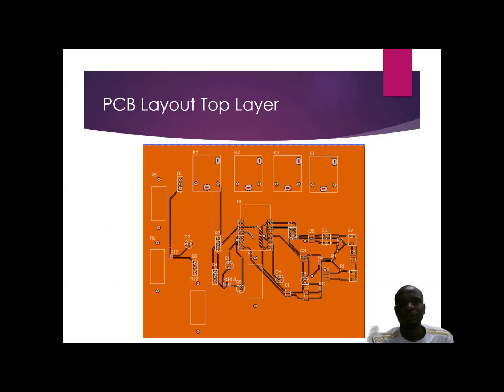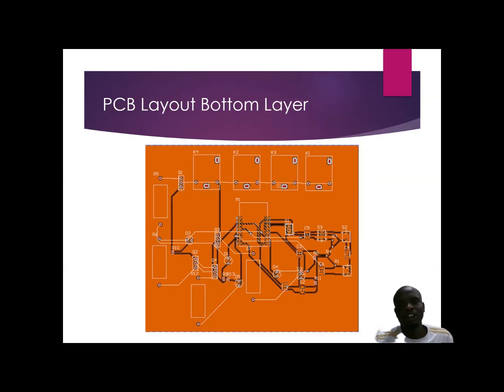Here we have the two layers of the PCB, the top layer and the bottom layer. We use the top layer mainly for handling signal traces, and the bottom layer is used for power and ground planes. We use the bottom layer to route and connect all the power and ground planes.